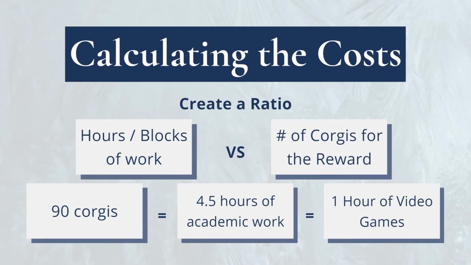Calculating the cost for the rewards is pretty simple. You're basically creating a ratio between the hours or blocks of work versus the number of Corgis it's going to cost them to get that reward. You need to keep in mind that this will probably require some trial and error, so whatever numbers you come up with to start with, be very open and honest with your kids that this is up to be changed if you don't feel like it's working out well. The reason for this ratio is so that you can be guilt-free when you see your children enjoying the rewards that you have set up.